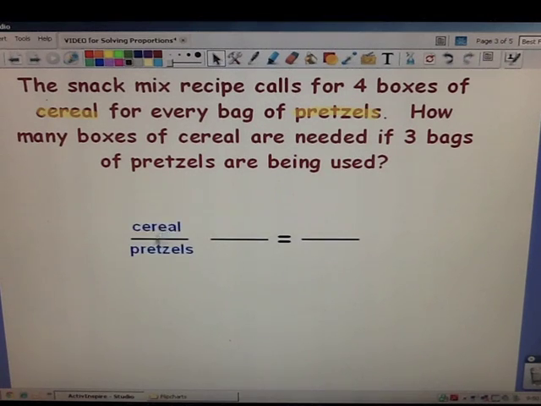So we set up our proportion. We start with our labels, cereal to pretzels. All of our cereal amounts will go in the top, in the numerator. All of the pretzel amounts will go in the denominator.